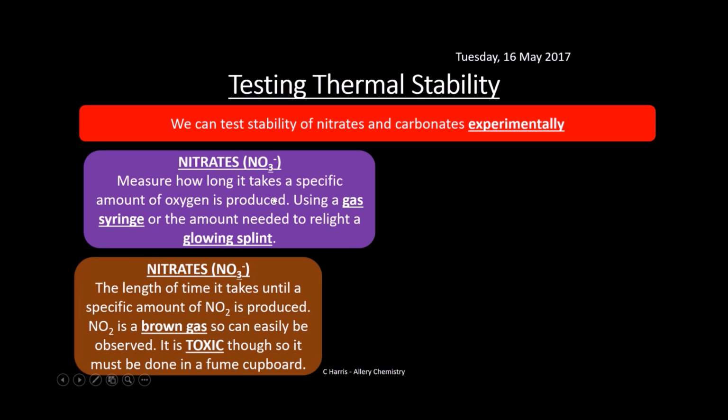Another way of doing it is taking the length of time it takes to produce a specific amount of NO2, because remember, that was one of the other products. The good thing with NO2 is that it's a brown gas, so we can see it easily. It's toxic though. You don't want to breathe this stuff in, so you've got to put it into a fume cupboard. Nitrogen dioxide can form nitric acid, and it's really corrosive, so you really don't want to breathe this stuff in.